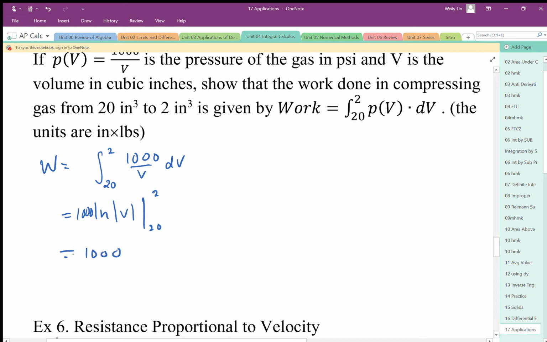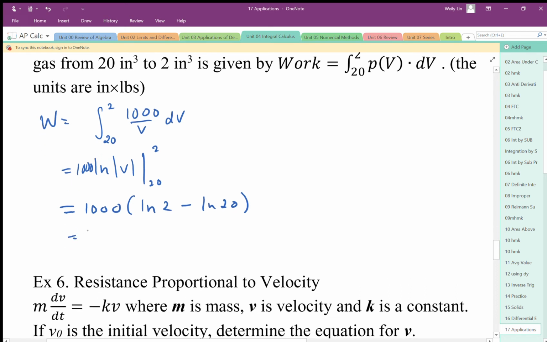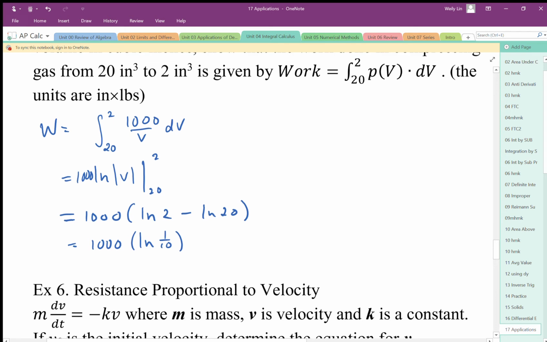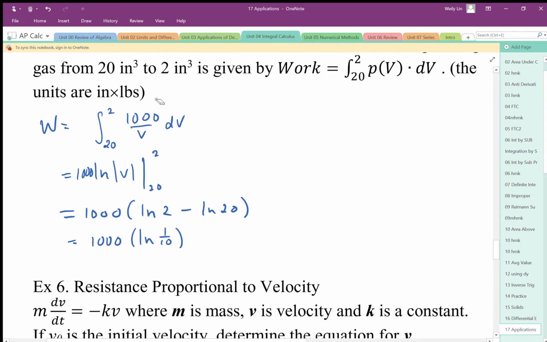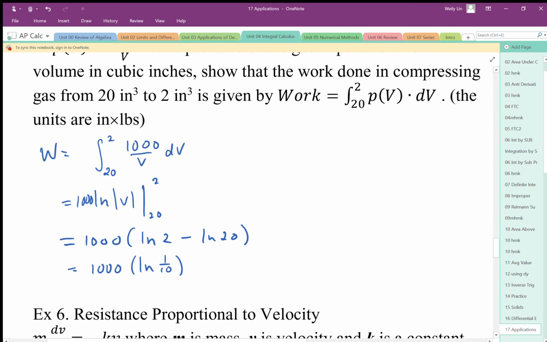The work done is 1000 times log 2 minus log 20. Okay, so that's going to be 1000 log 1 over 10. Yep, so that's what it is. So I start from 20 cubic inches to 2 cubic inches.